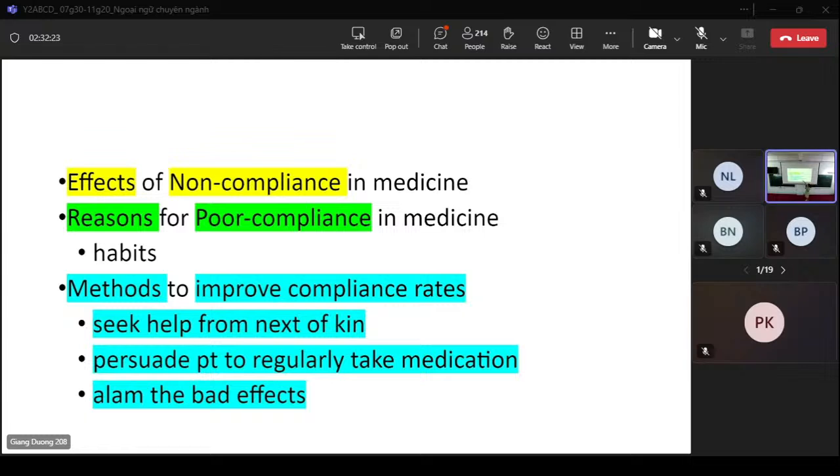Next, persuade patient to regularly take the medication to get the best effect of the medicines. Sometimes, as doctor, you should alarm patients of the bad effects so that they can avoid those bad effects. Maybe at the present, they are not aware of that. However, in long term, the effect will break out.